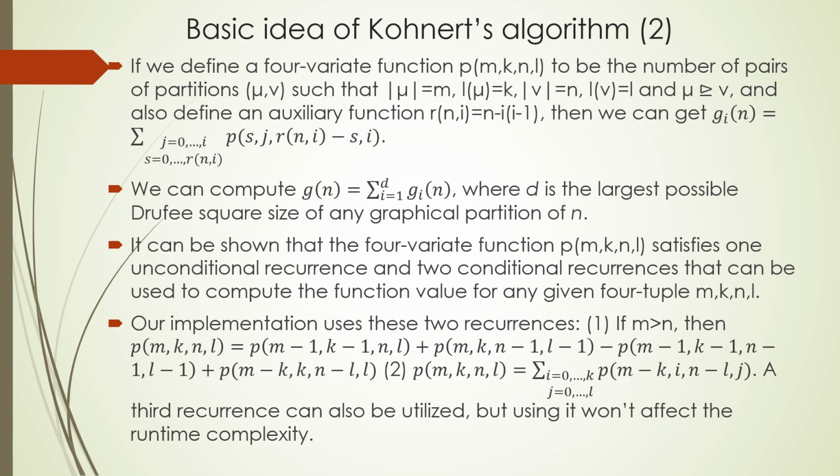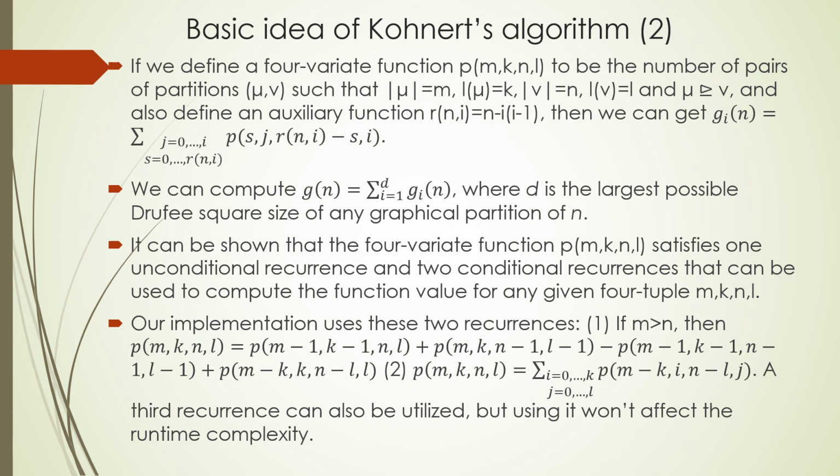So at this point, if we define a 4-variable function P(m, k, n, l), the meaning is the number of pairs of partitions mu and nu such that they have this relationship. The weight of mu is m, the weight of nu is n. The number of parts of mu and nu are k and l respectively. And we find that Gin, the number of graphical partitions with given Durfee square size i, can be expressed using this formula.